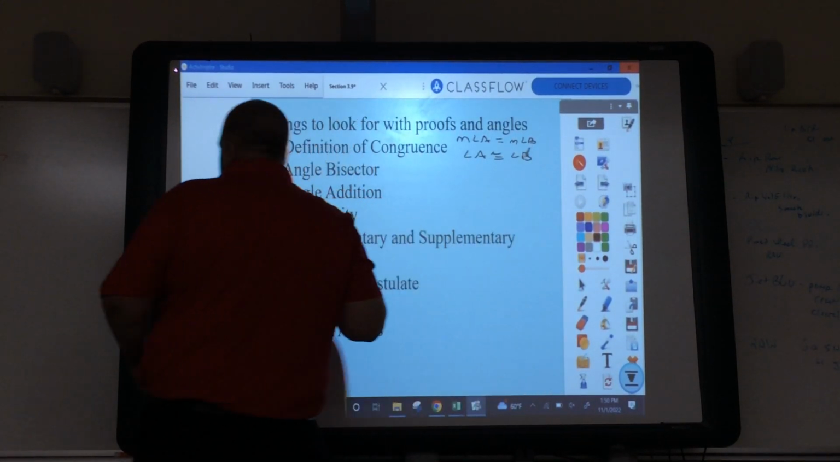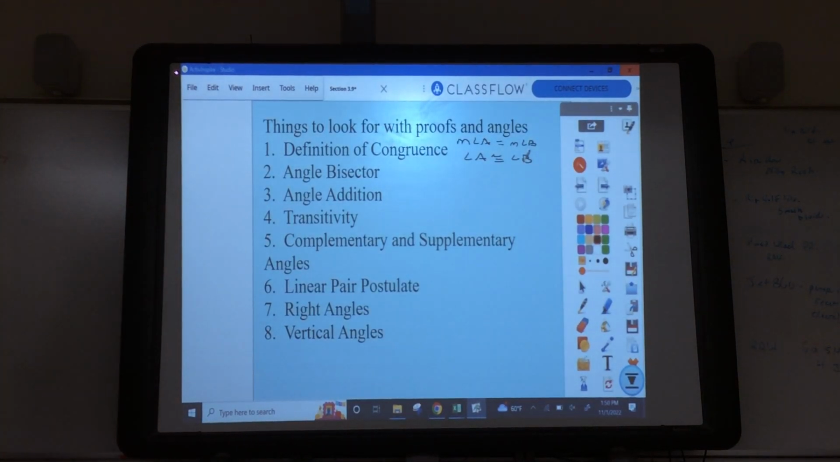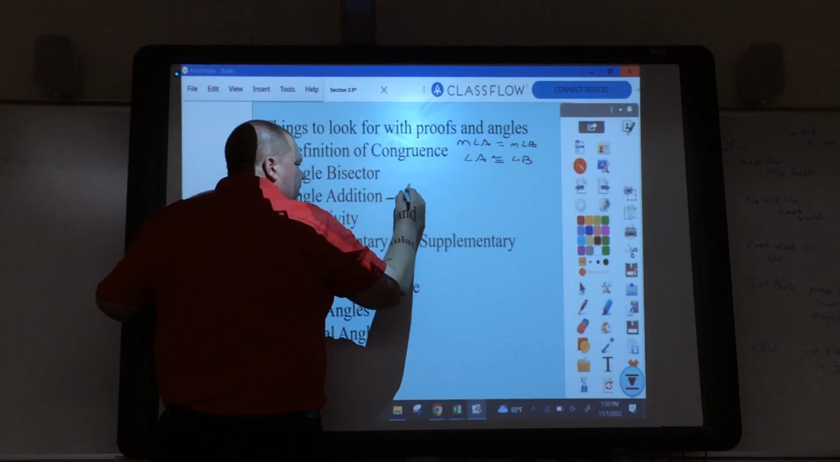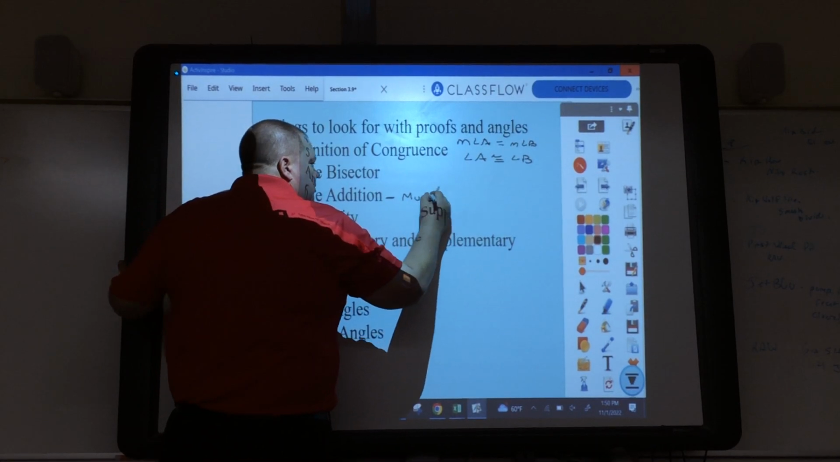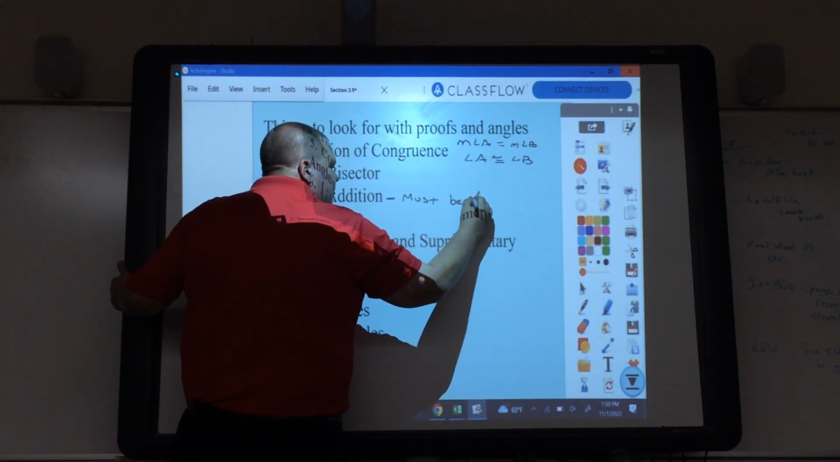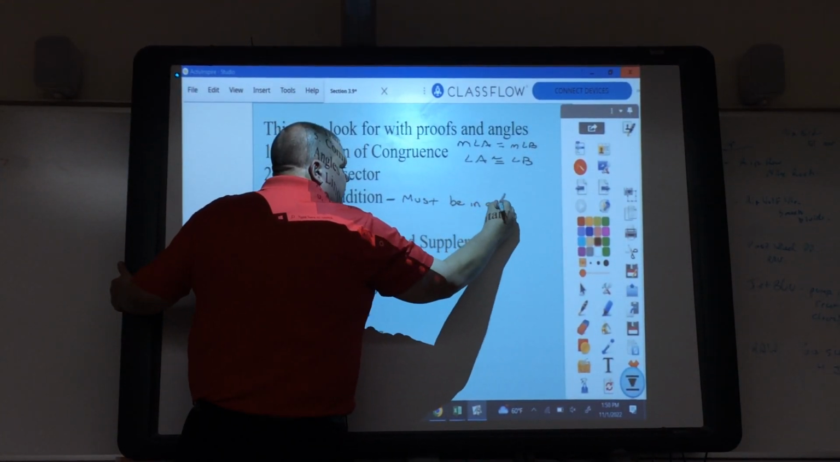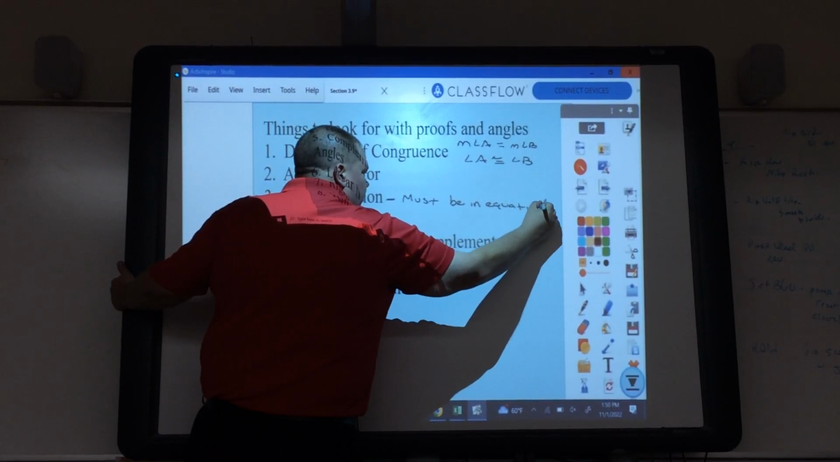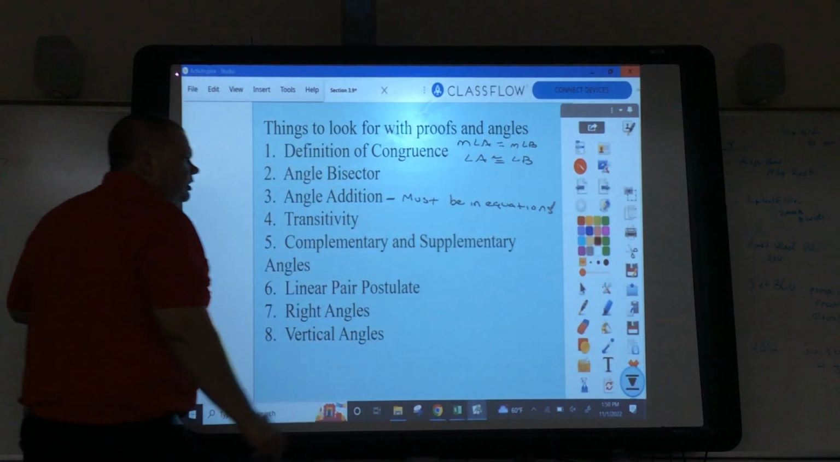Okay, this happens less with angles than it does with segments, but it will show up from time to time. And if you use the angle addition postulate, you'll have that pop up, because even down here with the angle addition, again, you have to use equations. Okay, so you have to be able to add the measures of the angles together, not the actual angles themselves. So it has to be in equations.